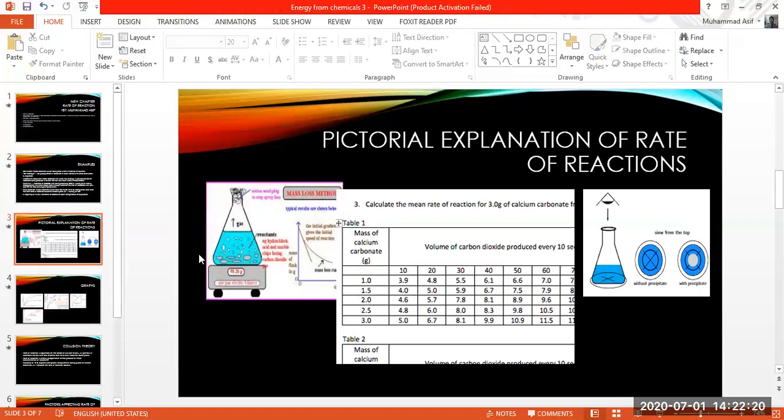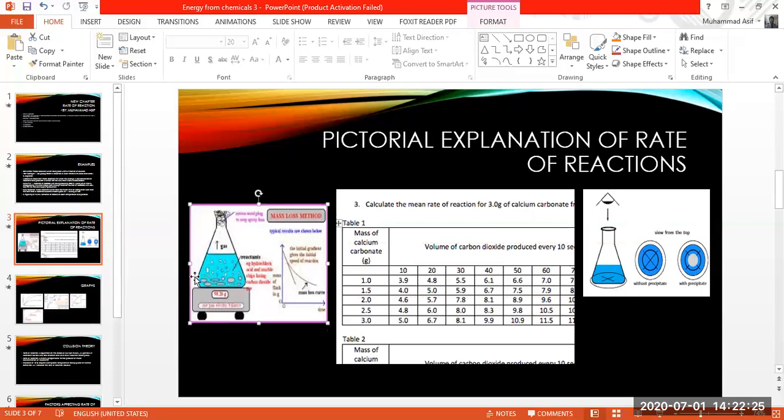In this case, in this figure, we have shown that gas molecules are going out, due to which mass is decreasing.